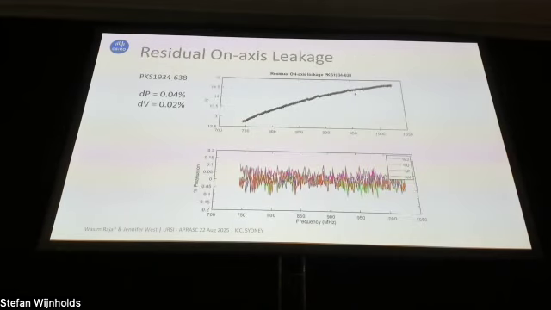All right, so this is the result after having applied the calibration on axis. It looks pretty good. This is a very good level of calibration, 0.04%.